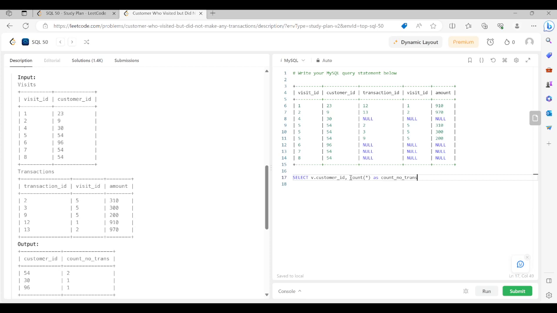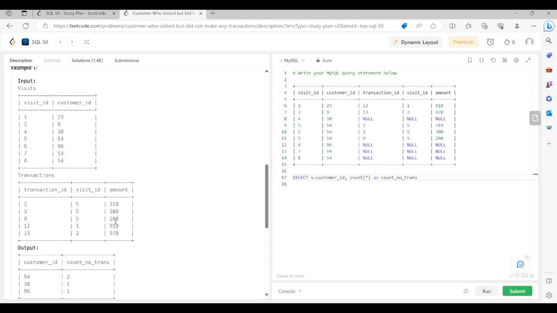Okay, so we're going to do a left join here on this table. A left join will give us null where there are no matching records in the other table. So for example, for 4 and 13, we have null on the other table because there are no matching records for them, same as the other people that visited but made no transaction. So that's how we're going to get the number of people that visited but didn't make any transaction.